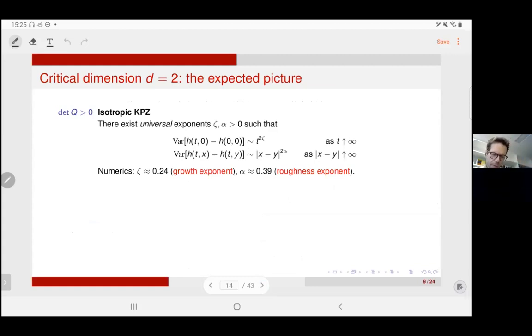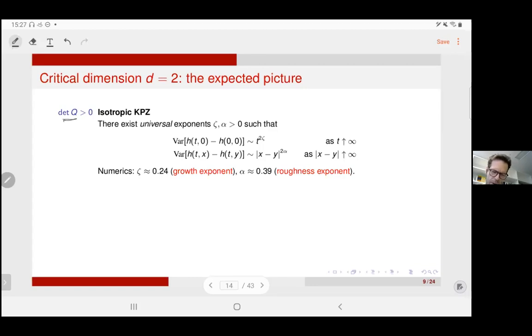Okay, so in dimension two, the expected picture is as follows: what matters in this matrix Q is whether the determinant of Q is positive or negative. In the positive determinant case, which includes the identity, it is expected that non-linearity is relevant and that there will be two universal exponents, zeta and alpha, that determine the growth in space and time of the fluctuations. Zeta determines the growth in time: fluctuations grow as a power of t for t large. And fluctuations in space should grow like a power with some other exponent, alpha. These two exponents should not depend on Q as long as this condition is satisfied. In this sense, they are universal.